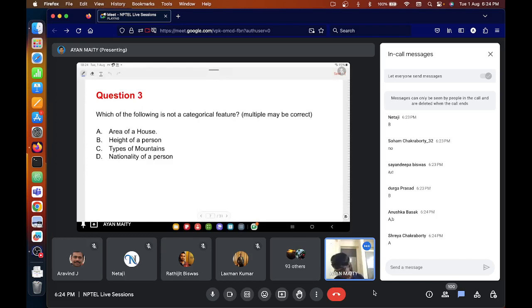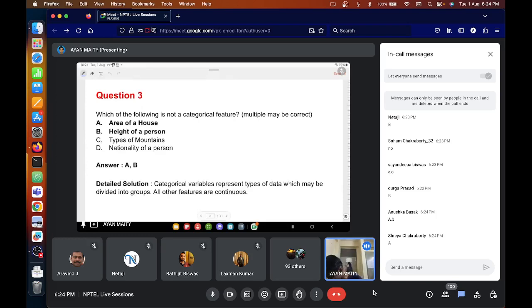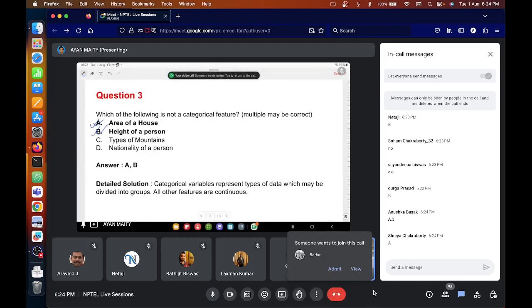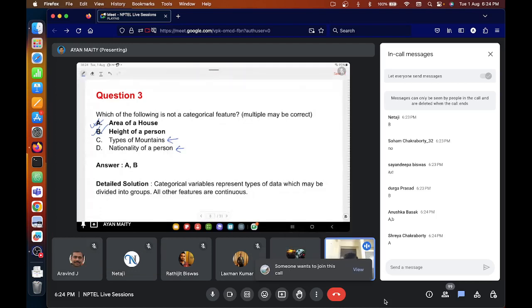So the correct answers are A and B. In categorical features you have a specific number of categories. For example, types of mountains: you have specific types of mountains, so this feature would be a categorical feature. Similarly, nationality of a person: you have specific types of nationalities, so that is also a categorical feature.